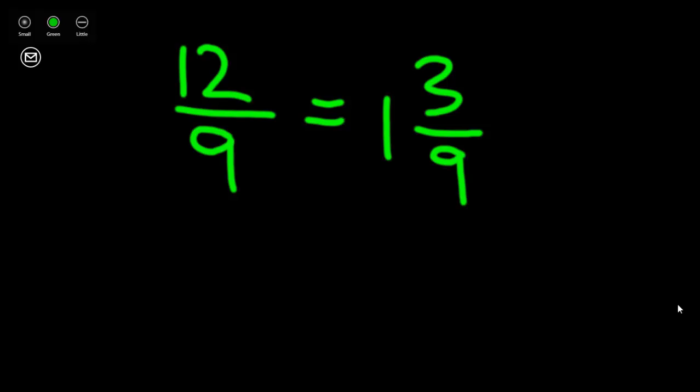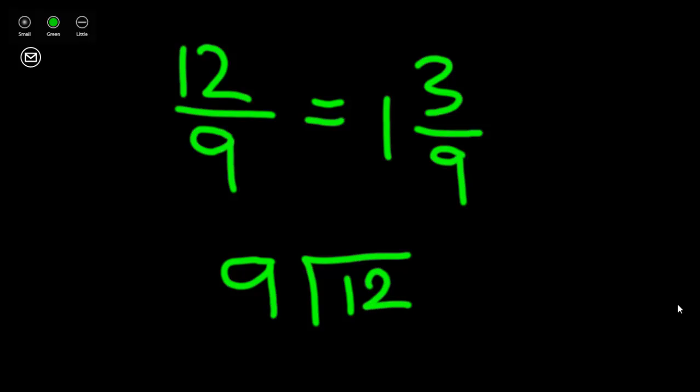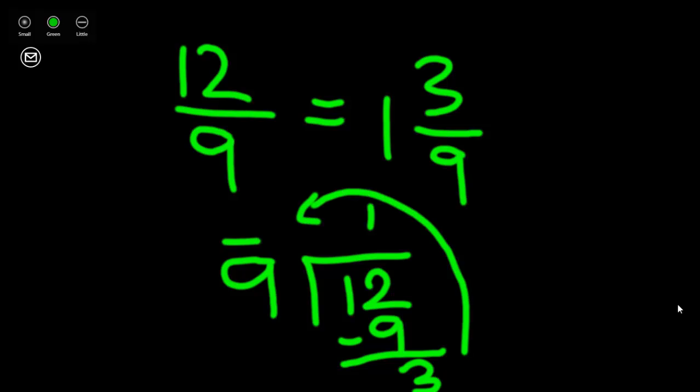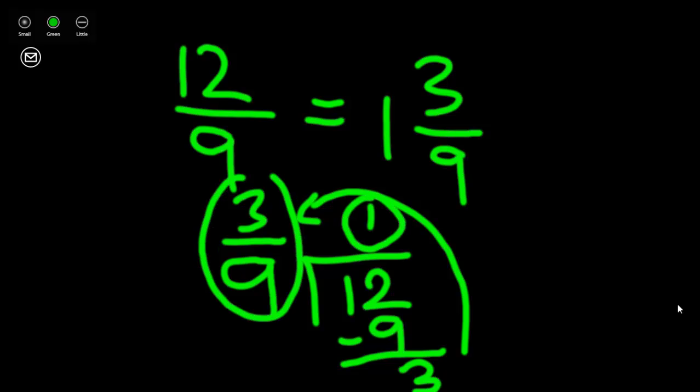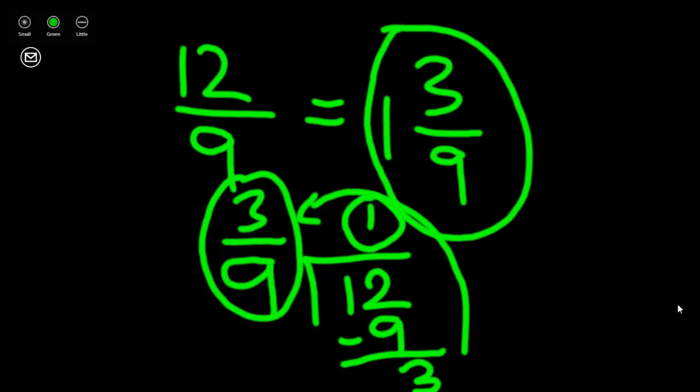If you wanted to show your work or to check your work to make sure it's correct, you could set it up as a division problem, making 9 your divisor. 12 divided by 9. 9 goes into 12 one time equally. 9 times 1 is 9. Subtract to find your remainder. Your remainder is 3. Your remainder would go over your 9, and we have 1 with 3 ninths left over, or written as a mixed number is 1 and 3 ninths.